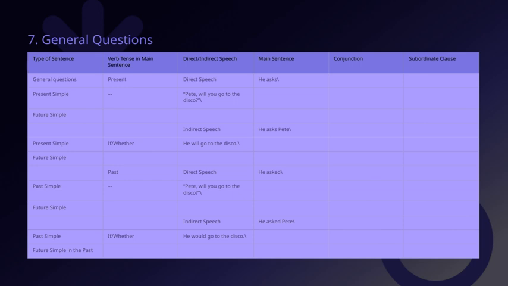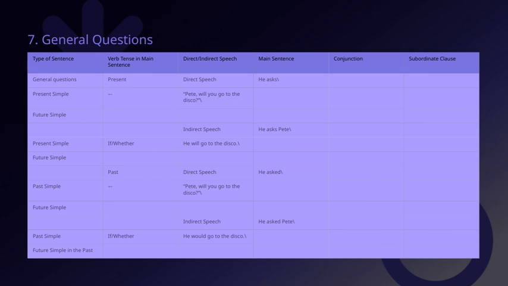Now, when we convert this into indirect speech, we say, he asks Pete if he will go to the disco. Notice how we shift from the direct question to a statement, and we keep the future simple tense to reflect the original inquiry. It's important to recognize that in indirect speech, especially with future intentions or plans, we often keep the tense consistent to preserve the original meaning.